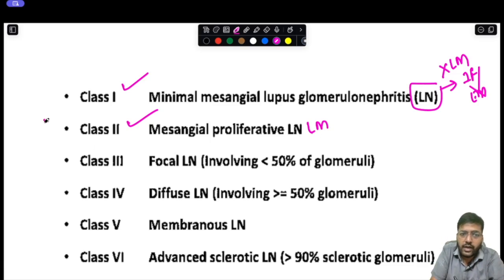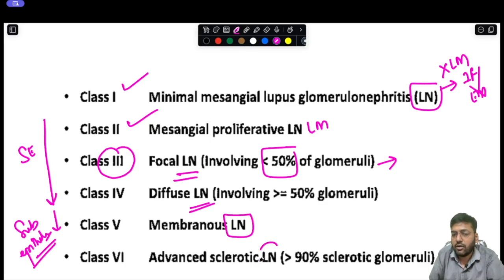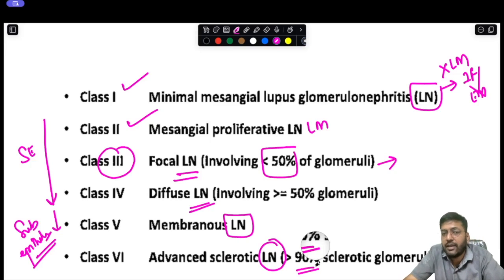Now remember, as we go down, the deposits are subendothelial. Once you come to class 5, the deposits become subepithelial. Class 3 is focal lupus nephritis involving less than 50% of the glomeruli. Whatever changes you get, certain proliferative changes, endocapillary as well as extracapillary deposits, you will also see, and the same changes are seen in class 4, but the only difference is it involves more than 50% of the glomeruli. Then we have membranous lupus nephritis, and lastly advanced sclerotic lupus nephritis, where more than 90% of the glomeruli become sclerotic. So these are the 6 important types of lupus nephritis.